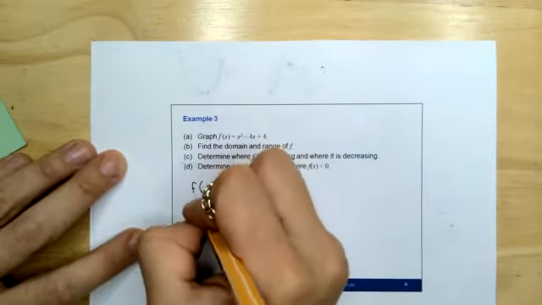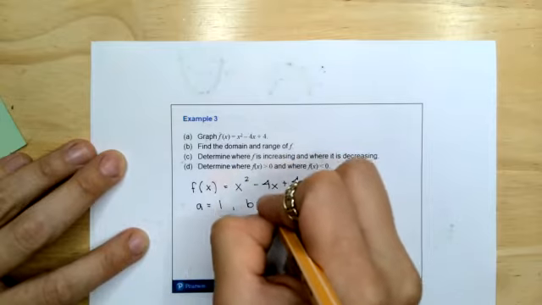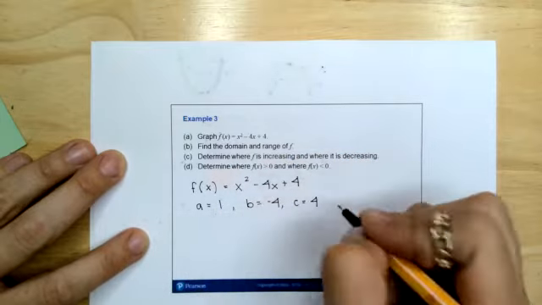Good. So you're going to say, what is my A? My A is 1. What is my B? My B is -4. My C is +4. Okay.